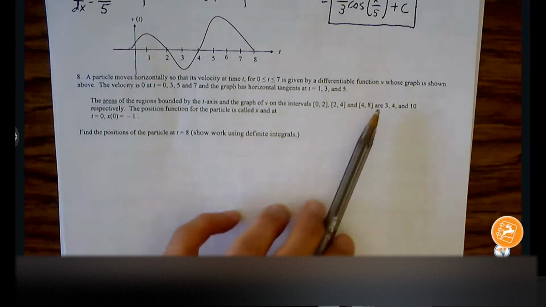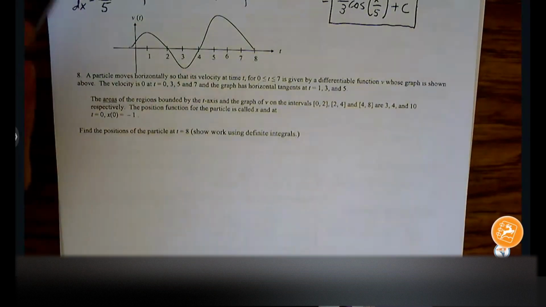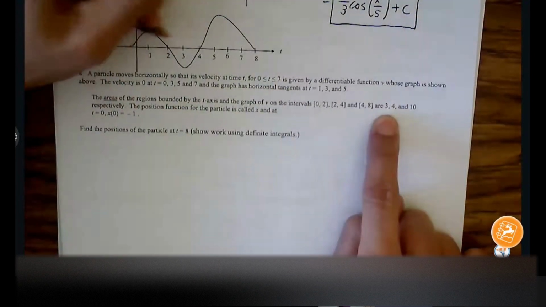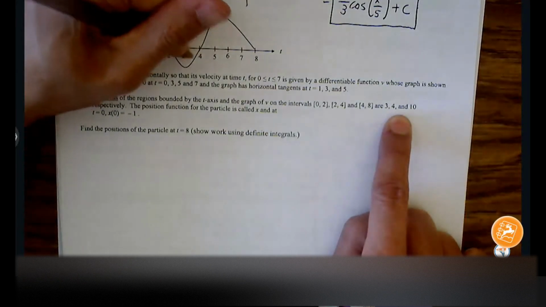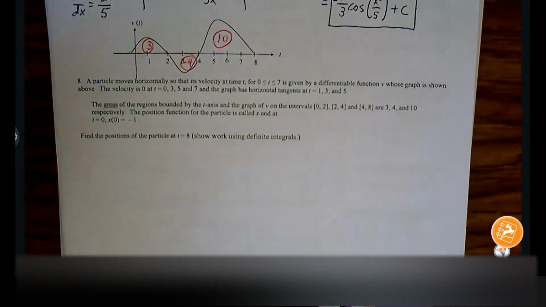So the areas of the regions are 3, 4, and 10, but we're going to make some adjustments. Above the x-axis we'll indicate as positive, and below we'll mark as negative. So positive 3, negative 4, and positive 10. First, I want to approach this as if we're just reasoning it out, and we're not going to do any calculus notation until you feel comfortable visualizing this entire thing.